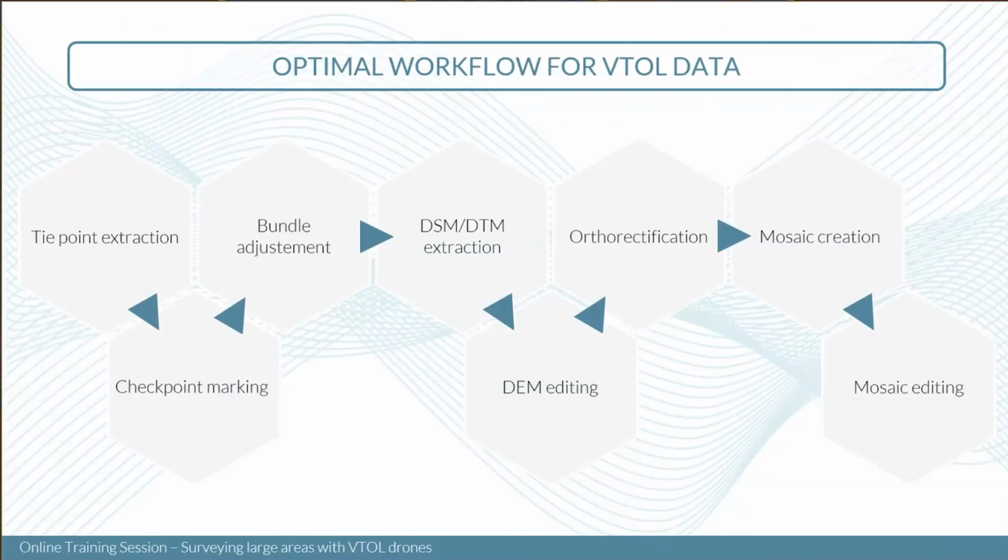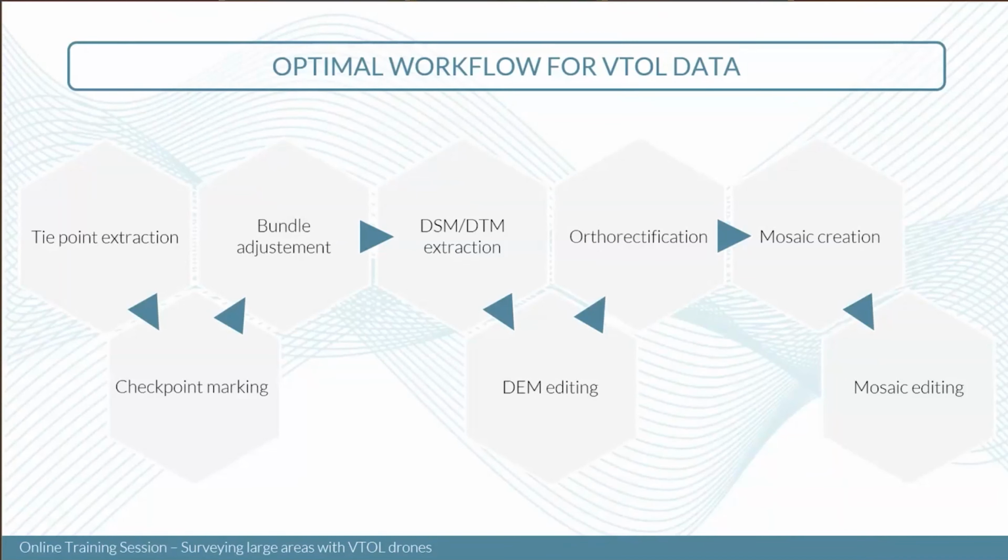So let's first talk about the optimal workflow for processing PPK UAV data in Correlator 3D. It's quite simple. Once your project has been created, you will have to extract the tie points between your images. So the software will try to find common features between all your images to build a big block of images in order to have one block at the end, and then to be able to match those images to generate some elevation data, for instance, and generate some ortho photos as well.